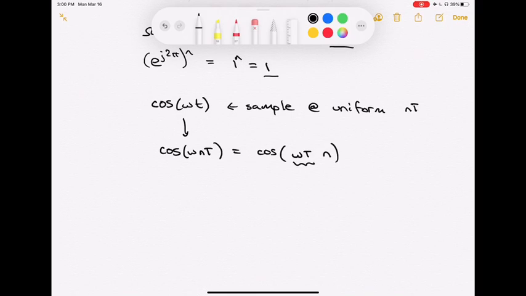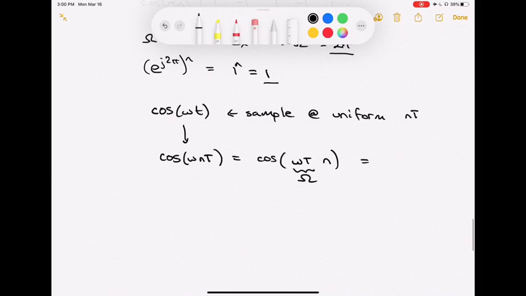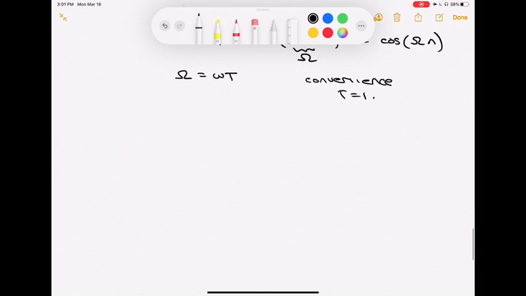Well, that right there we could call my capital omega. So this would give me my digital sinusoid, capital omega n. So we get this idea that our digital frequency, if it was uniformly sampled, is connected to our continuous time frequency, little omega, through the sampling interval capital T. For convenience, let's go ahead and set capital T equal to 1. What does that mean? It means I'm going to sample once every second.